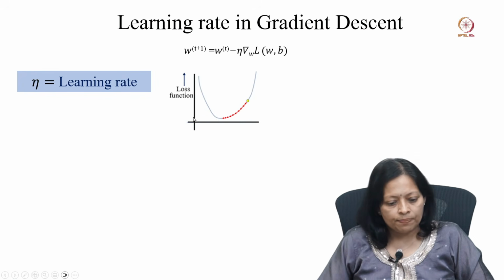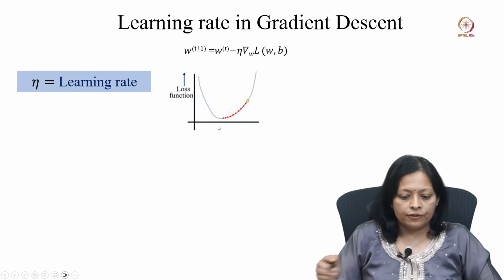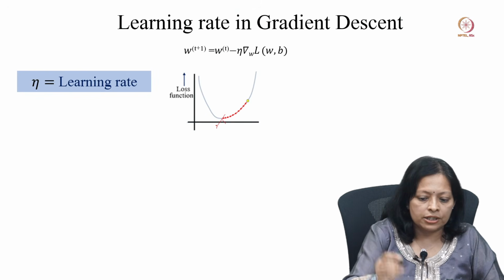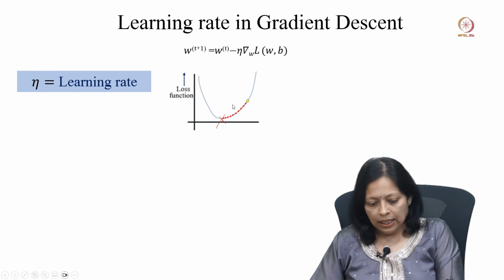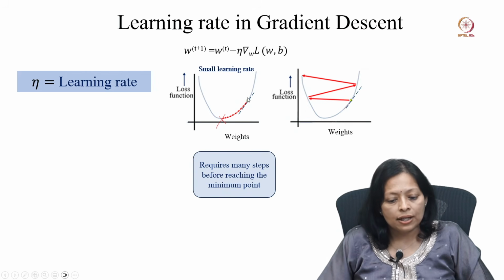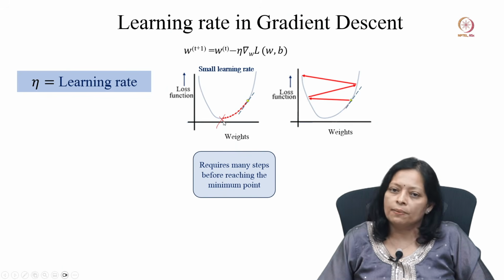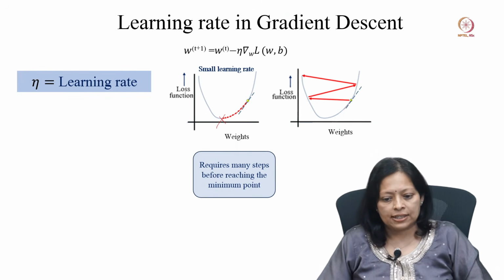Now, suppose I have the loss function on the y-axis and the weights on the x-axis, and we start at a random point on the curve and slowly come down to a point. This is my point of convergence, the minimum point. Now, if my learning rate is very small, we require a lot of steps before we reach the minimum point. So it takes a lot of time to converge.